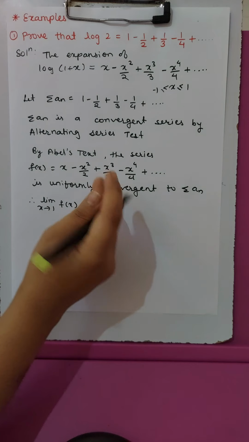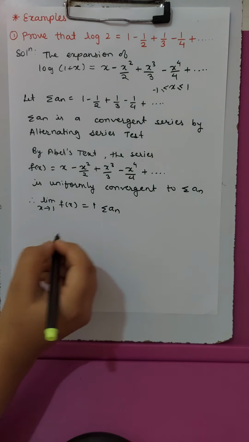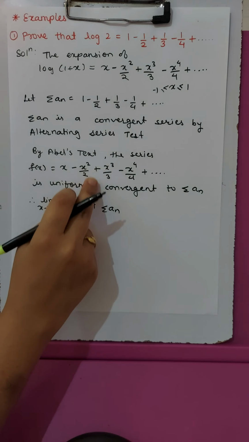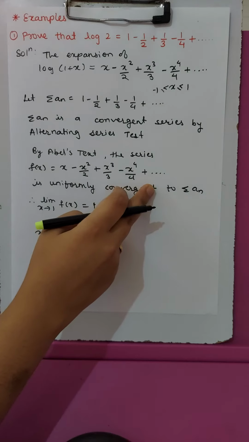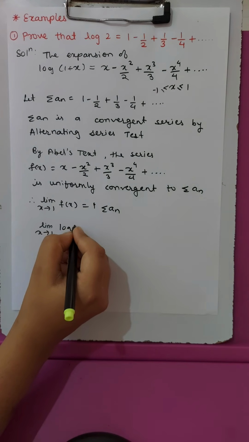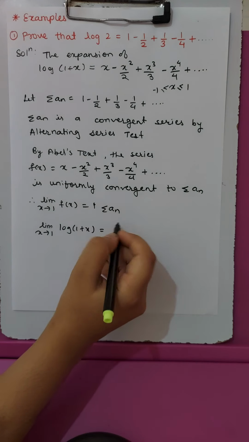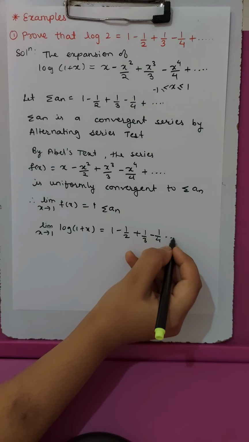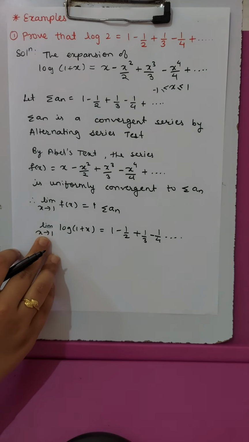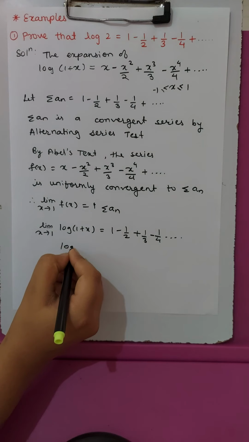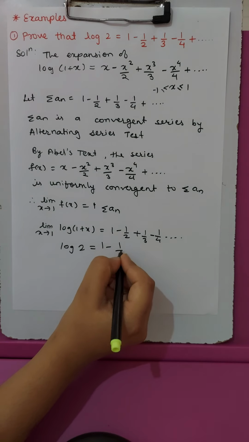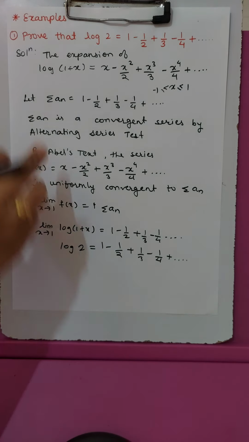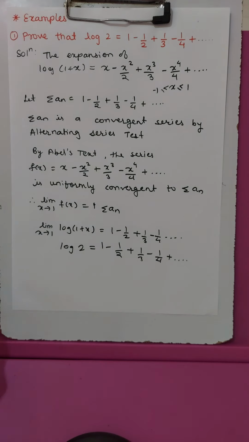Therefore, by Abel's test we can write that limit x tends to 1 of f of x is equal to summation an. Limit x tends to 1 of f of x, which is x minus x square upon 2 plus x cube upon 3 and so on, is log of 1 plus x, and summation of an is 1 minus 1 by 2 plus 1 by 3 minus 1 by 4 and so on. Taking limit x tends to 1, we get log 2 equal to 1 minus 1 by 2 plus 1 by 3 minus 1 by 4 plus, and so on, which is the required expansion of log 2.